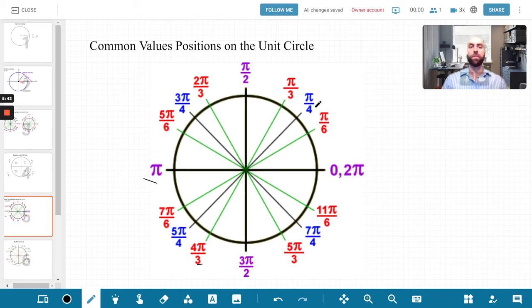You can do the same thing for the quarters as well. We have 0, pi over 4, 2 pi over 4, 3 pi over 4, 4 pi over 4, until we go all the way around to 2 pi, which is 8 pi over 4 as well. It's going to be important to get used to these.